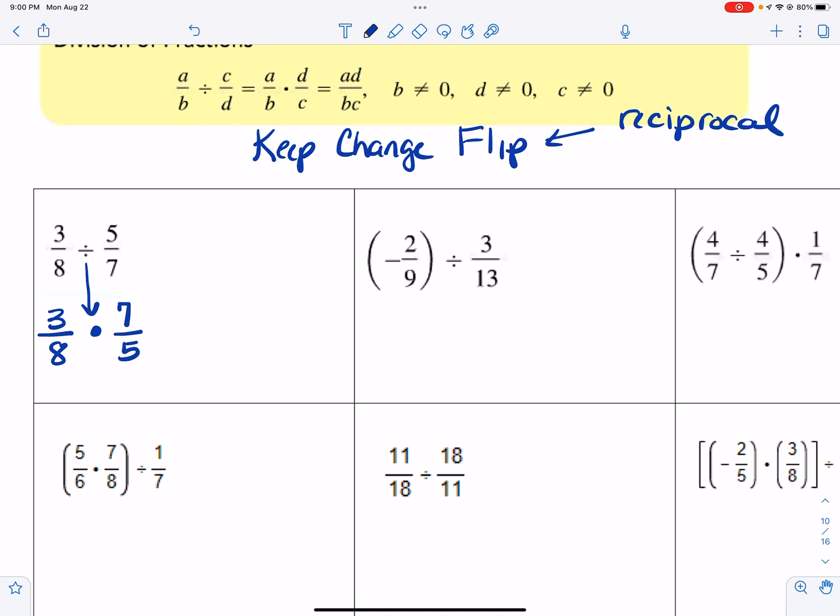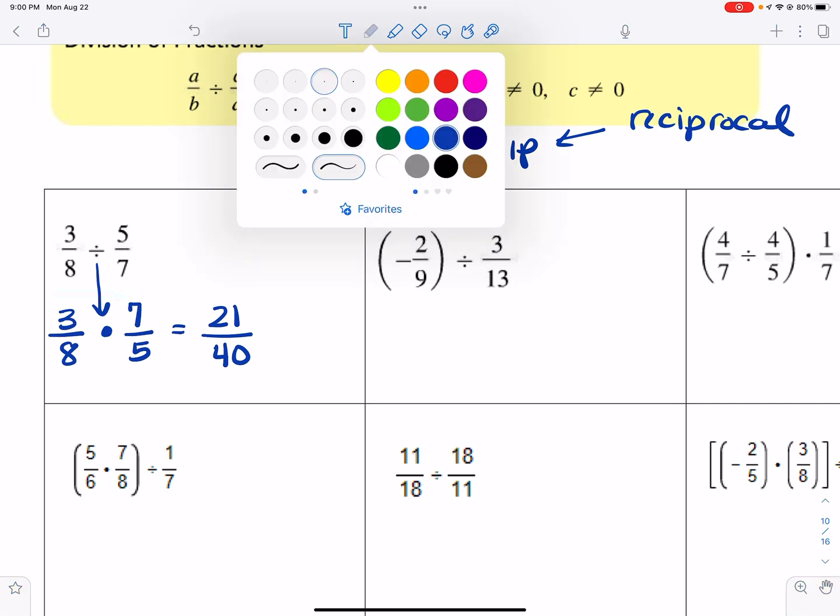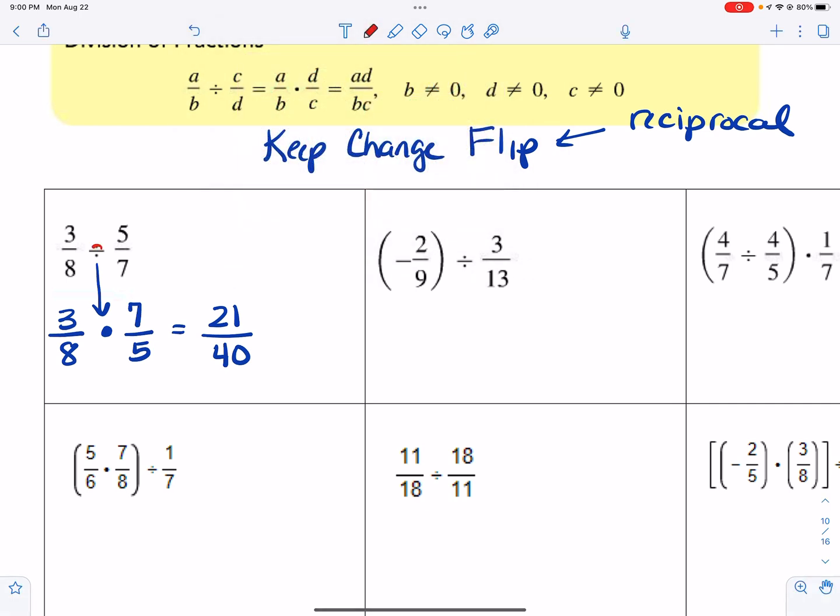So 3 times 7 is 21. 8 times 5 is 40. Now the lazy man way looks like this. I would just rewrite that, and then I would scribble this out. So whichever way you're comfortable with, making sure you don't lose signs, then do it that way.